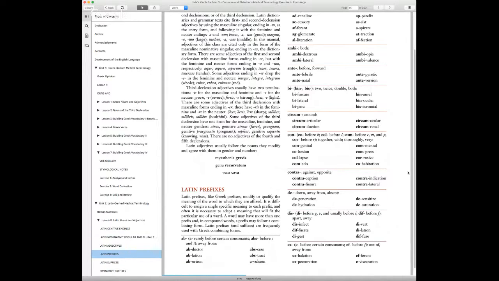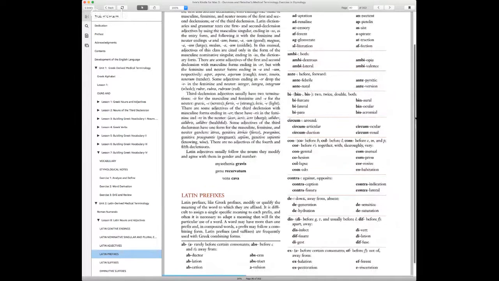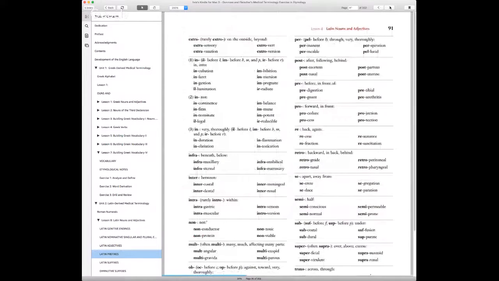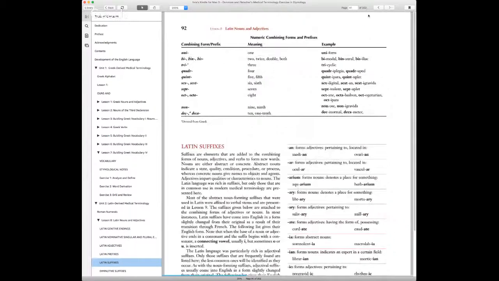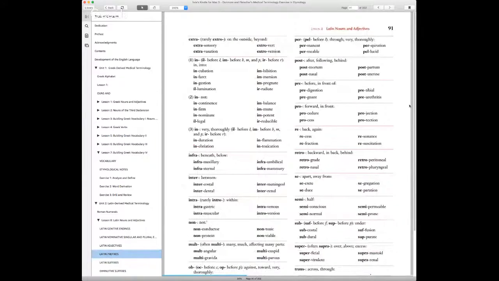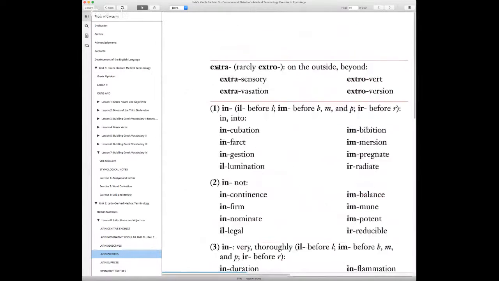So yes, there is a long list of new prefixes to learn here on pages 90 through 91, as you can see. The book gives you an example that the words are used in. Notice that the prefix in has three different meanings: in or into, in meaning not, and in meaning very or thoroughly. Also, please take a moment to look at all the stuff in parentheses here. When you're making flashcards about these prefixes, don't just make the flashcards about in. You also need to note the alternate forms because they definitely occur in Latin.